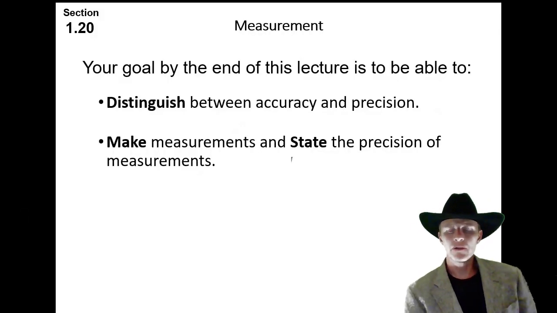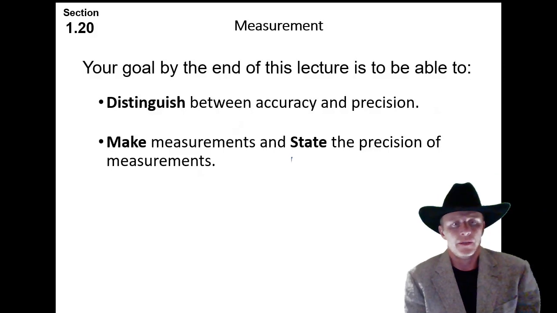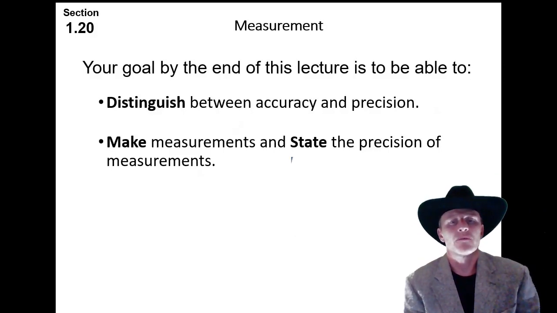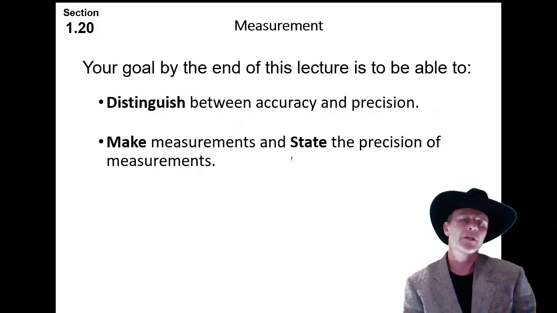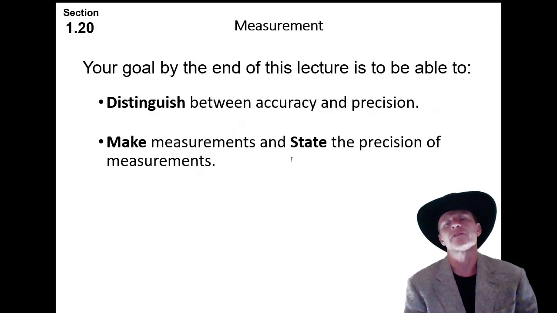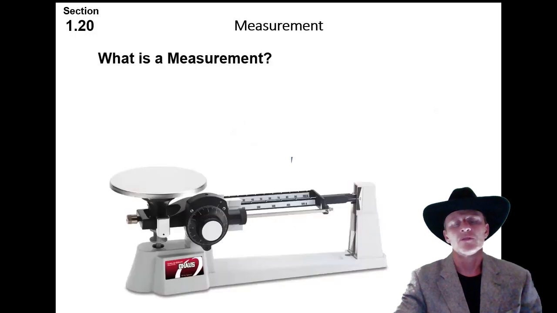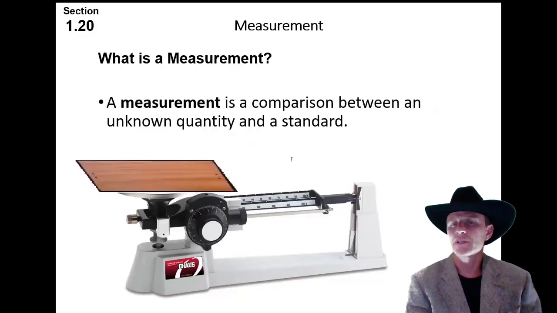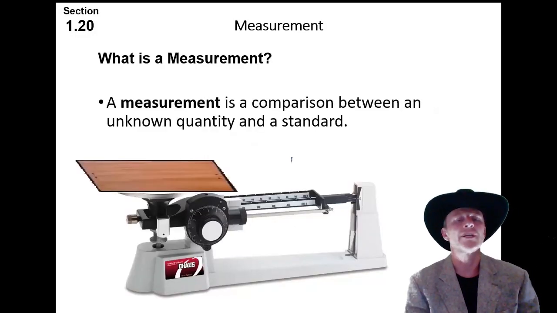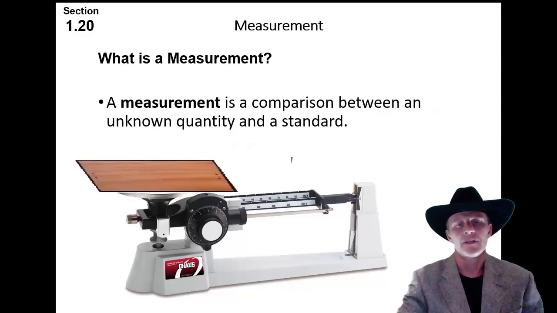Okay, how you doing? All right, let's go. This is a recapitulation of section 1.20 on measurement, and your goal by the end of this lecture is to be able to distinguish between accuracy and precision, and also to make measurements by stating the precision and accuracy of the measurements. So what is a measurement? A measurement is a comparison between an unknown quantity and a standard.